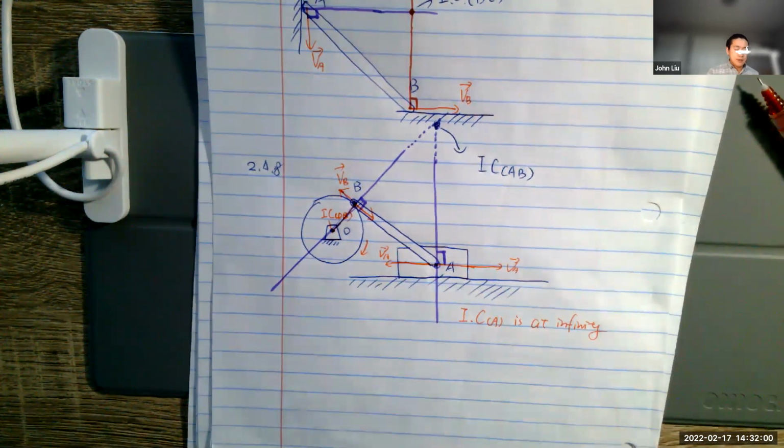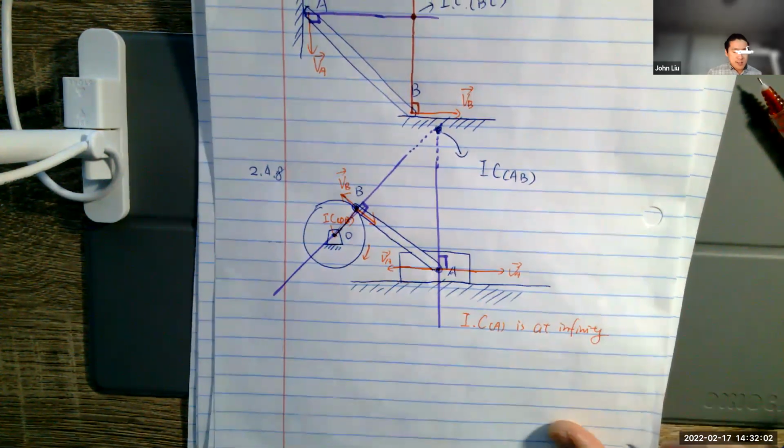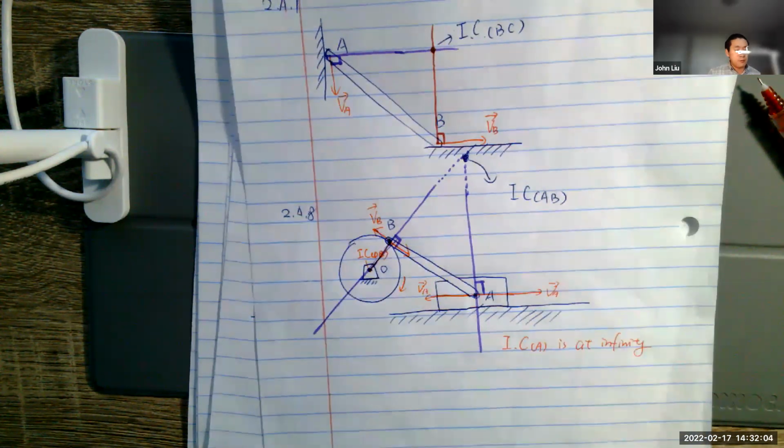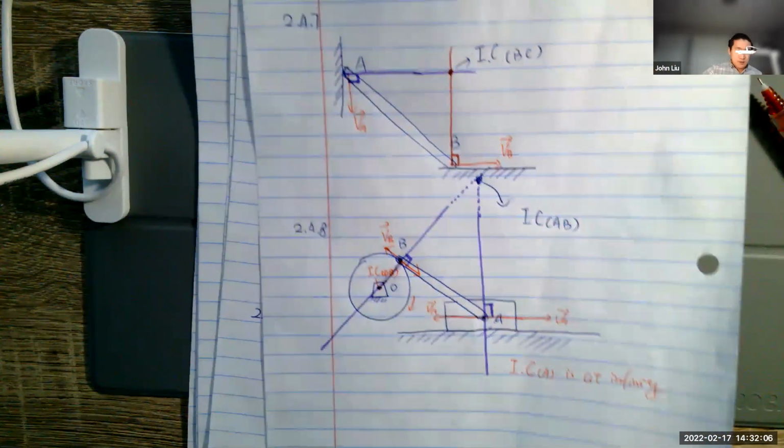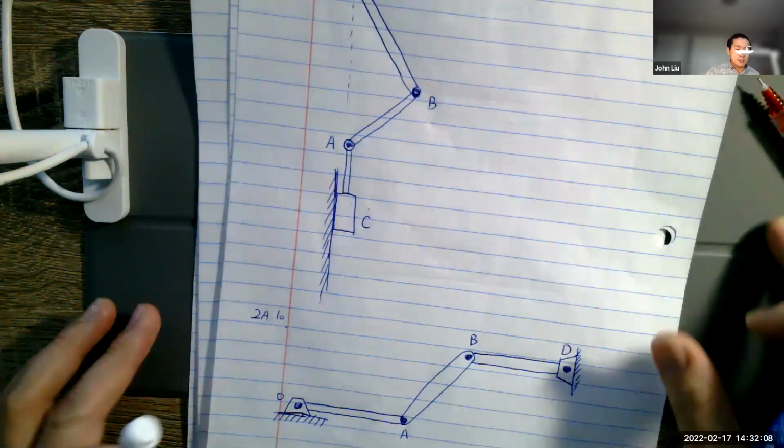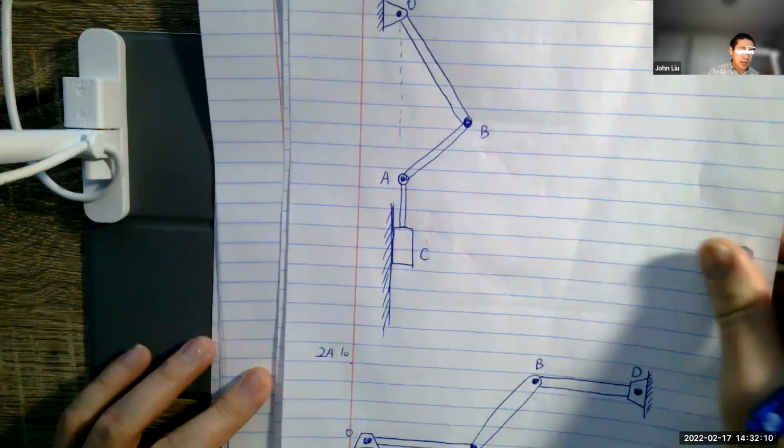Okay. All right, let's do one more example to make you feel more comfortable about this. All right, now let's look at this example 2A9.